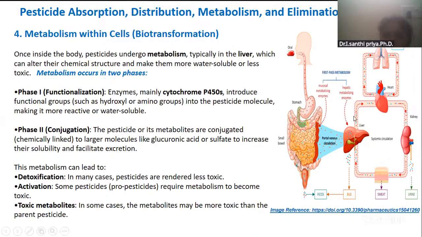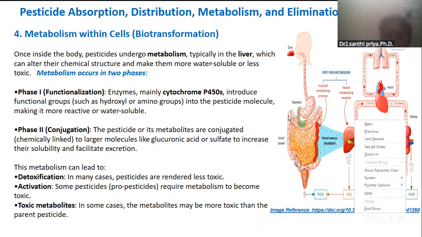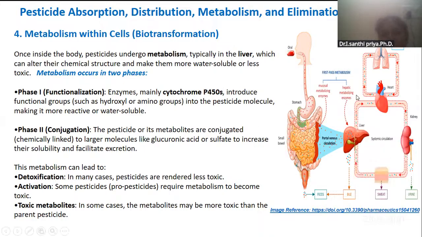There are hepatic metabolizing enzymes, mainly CYPs, that are cytochrome P450s. They introduce certain functional groups into these pesticides, like hydroxyl and amino groups, which will make the pesticides more reactive or water soluble.